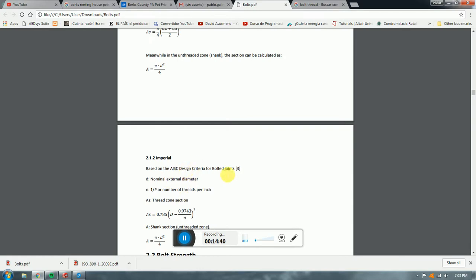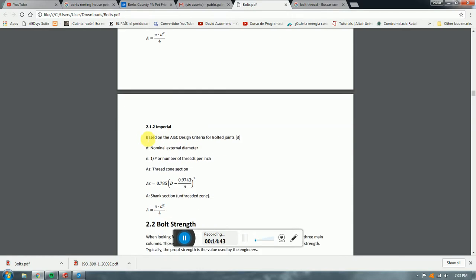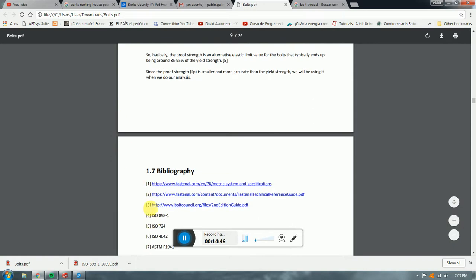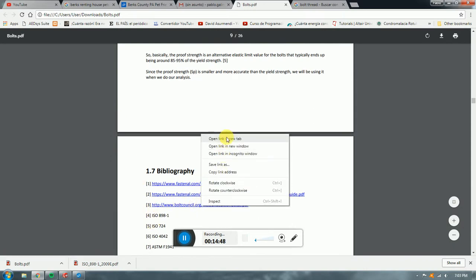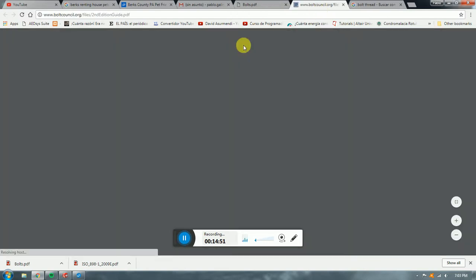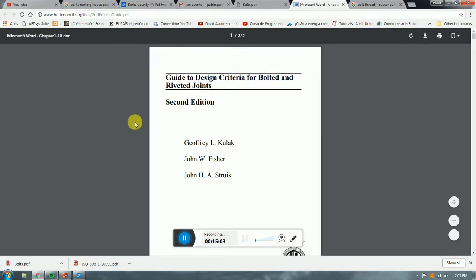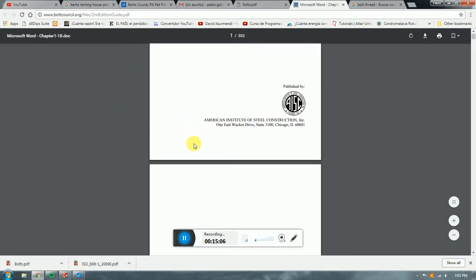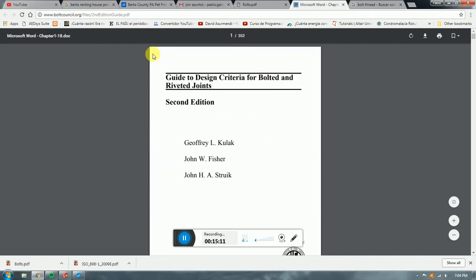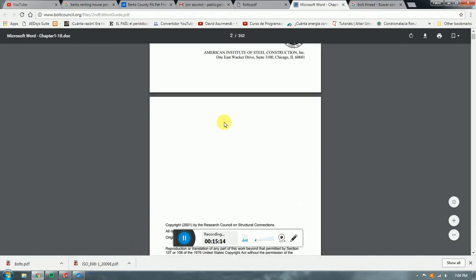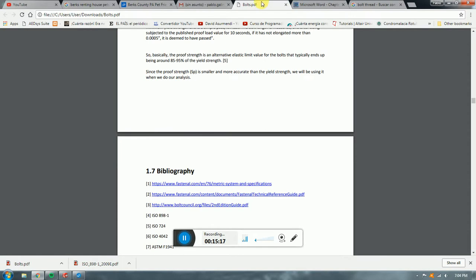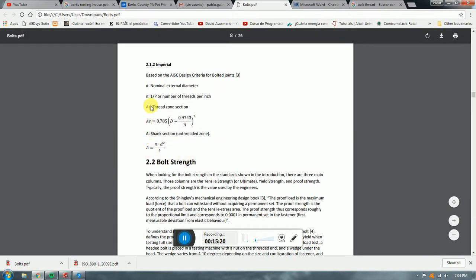Now we are going to talk a little bit about the US customary, called Imperial, based on AISC design criteria, which you can find. I would check this one, which is pretty good. This is one of the best documents I have for bolts. I recommend checking it. It is for the US, so all the standards are going to be US. This one, from the American Institute of Steel Construction, is one of the best, at least for the US standards. I forgot the page, but when you go, you can find this equation, which is going to be basically the same thing.